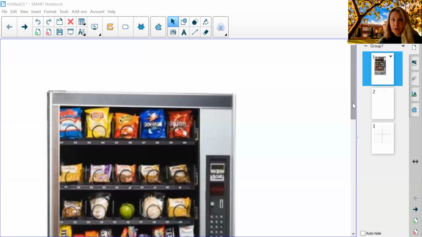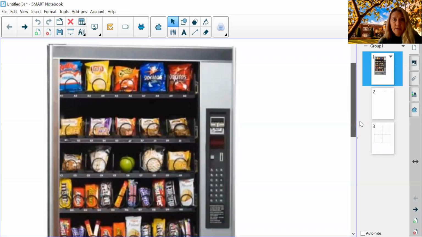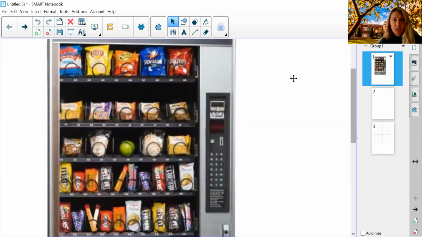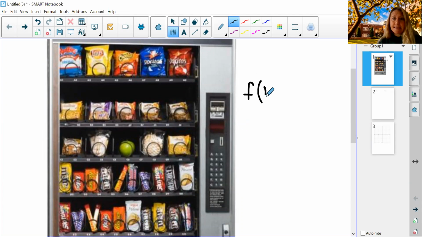Okay, I'm going to open up today with a vending machine. A vending machine is a function. If I were to call this machine F, I could say that F of, and say I can't really read these numbers here, but say I put in D6. And I could say F of D6 gives me M&Ms.